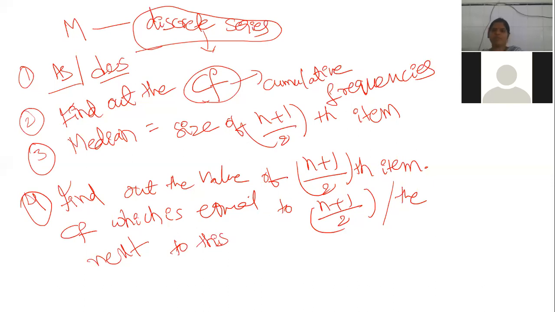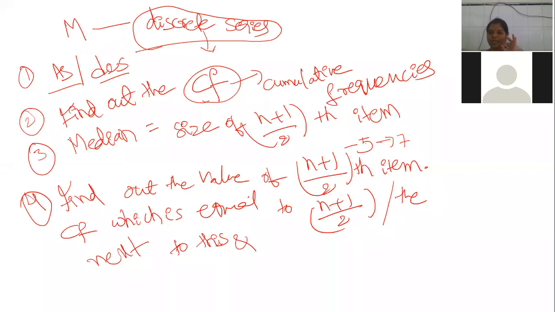That means, suppose the value of (n plus 1) by 2 is 5, your cumulative frequency may be equal to 5 or it may be next to this. That means if your data has the next highest number as 7, that is the next to this 5. Likewise, you assume the cumulative frequency equal or next higher to this, and then determine the value corresponding to it. This will be the value of median.